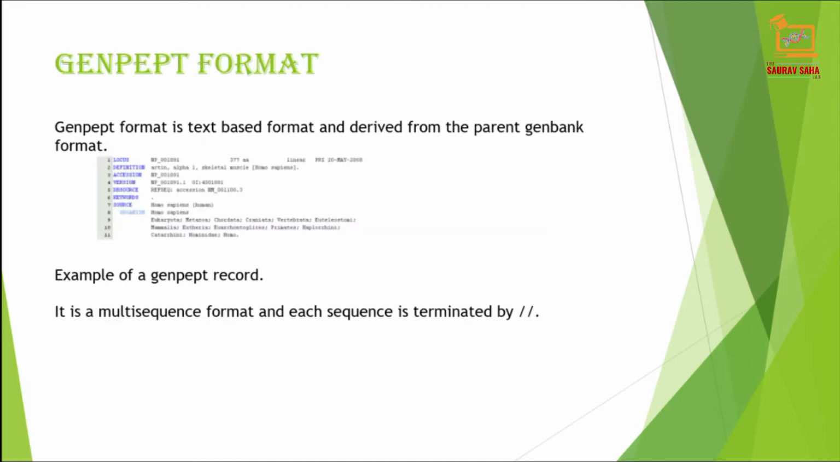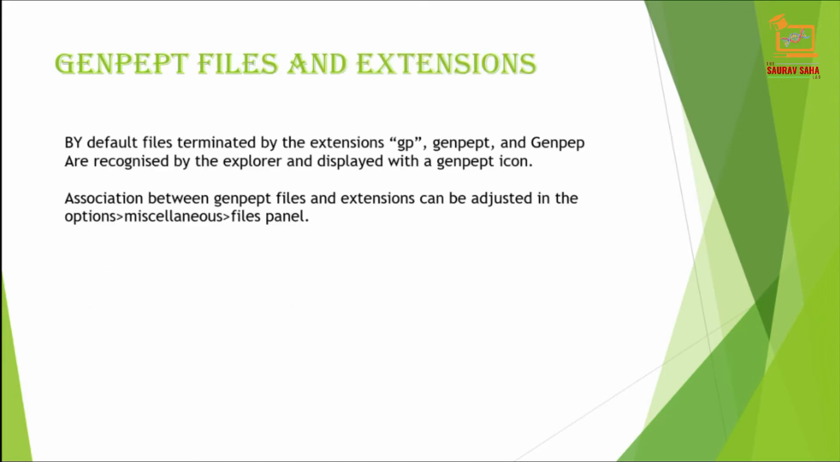GenPept format is a text-based format derived from the parent GenBank format. It is a multi-sequence format and each sequence is terminated by //. GenPept files and extensions. By default, files terminated by the extensions GP, GenPept and GenPept are recognized by the Explorer and displayed with a GenPept icon. Association between GenPept files and extensions can be adjusted in the Options Miscellaneous File panel.